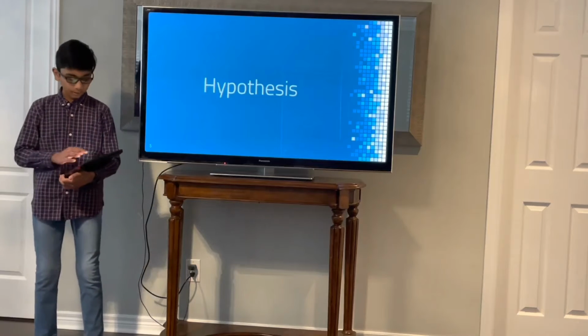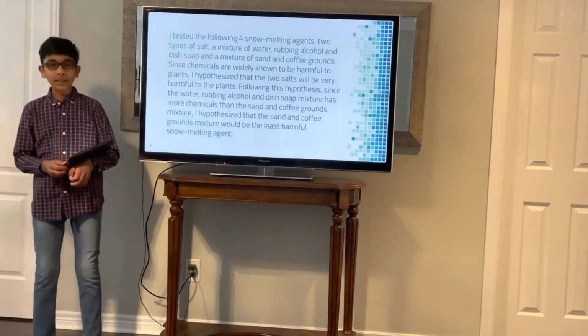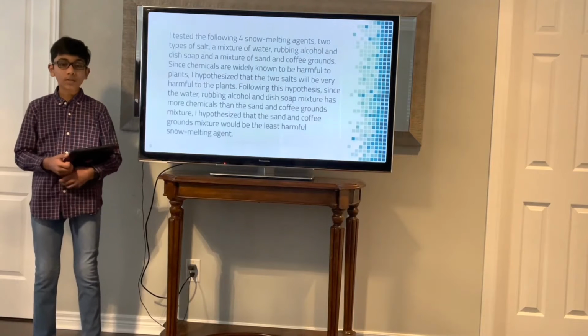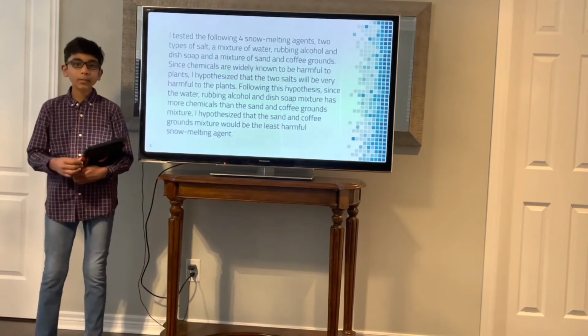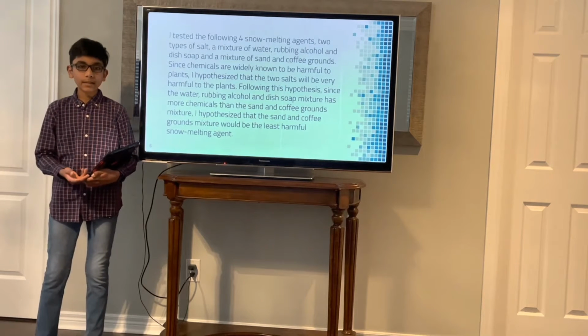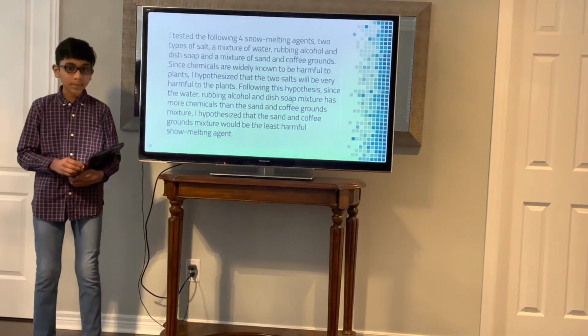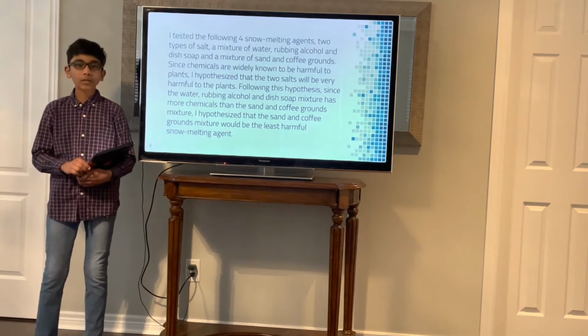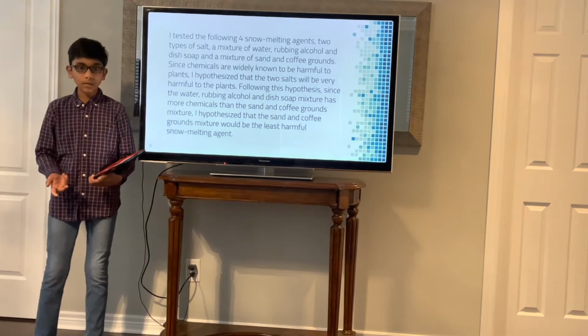My hypothesis. I tested the following 4 snow melting agents: 2 types of road salts, a mixture of water, rubbing alcohol, and dish soap, and a mixture of sand and coffee grounds. So I hypothesized that the 2 road salts would have the most harmful environmental impact, as everyone knows that chemicals are bad for the environment. And what are the salts made of except chemicals?